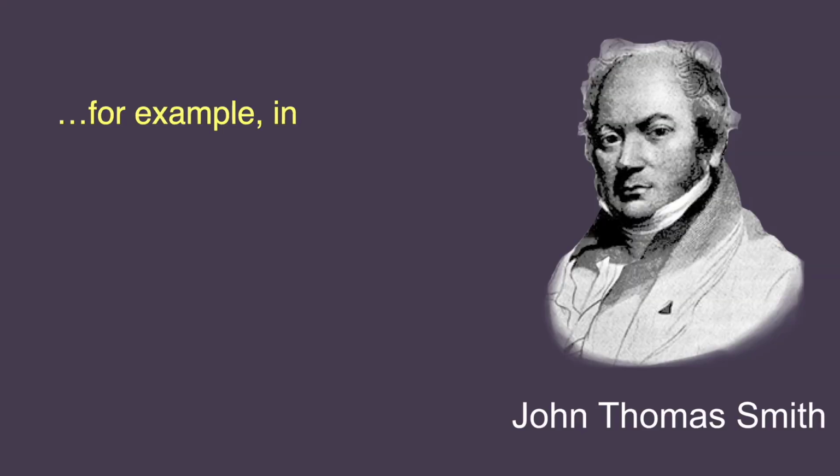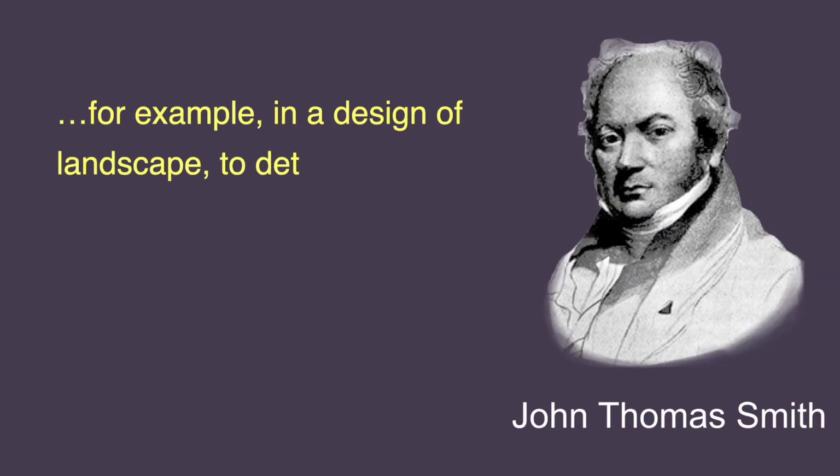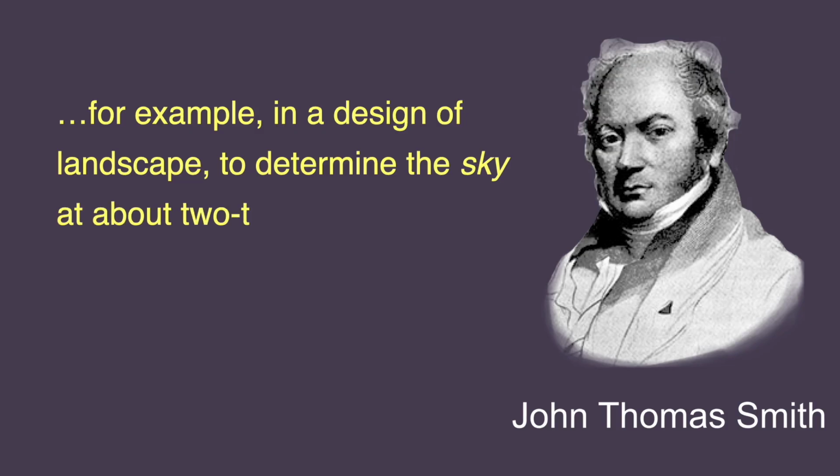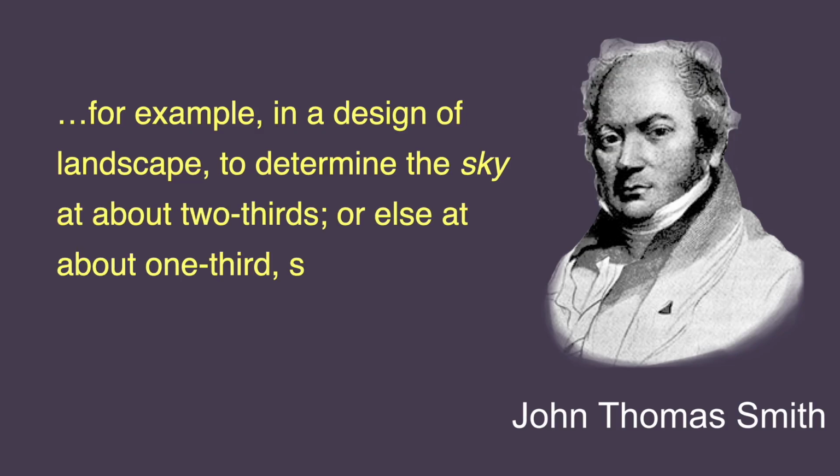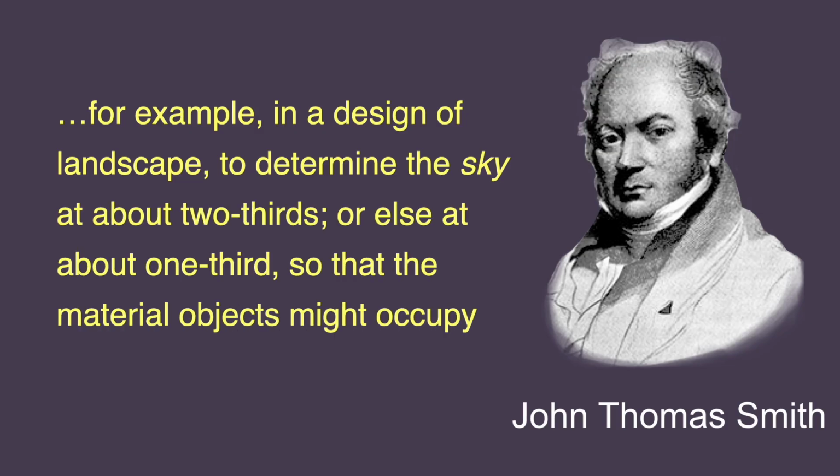So let's come back to Antiquities Smith for a little bit and see what he wrote about the rule of thirds. For example, in a design of landscape, to determine the sky at about 2/3 or else at about 1/3, so that the material objects might occupy the other two. And we can see how he implemented his own idea in an engraving of a blind beggar that he did.